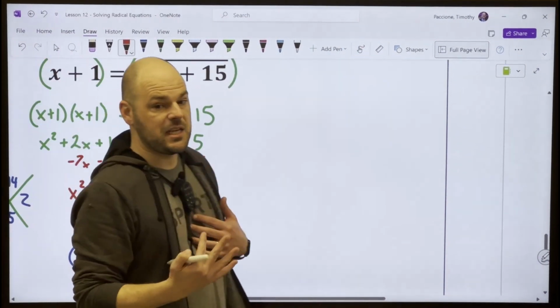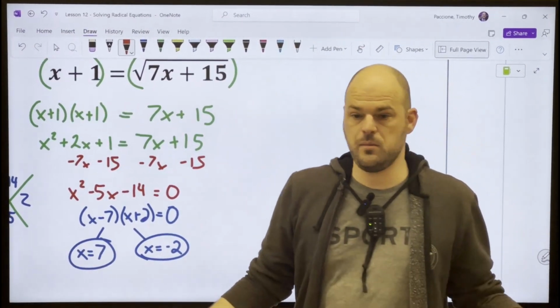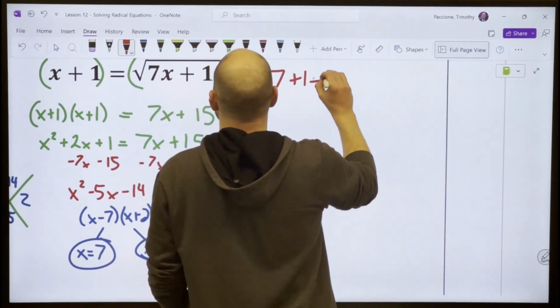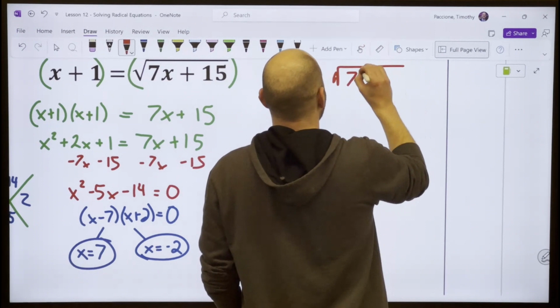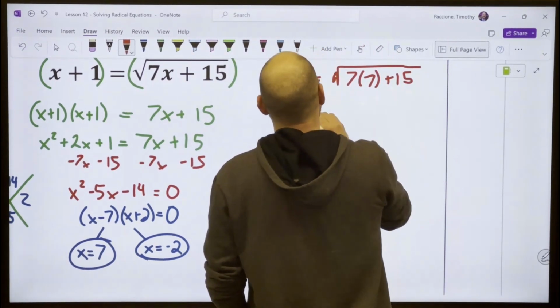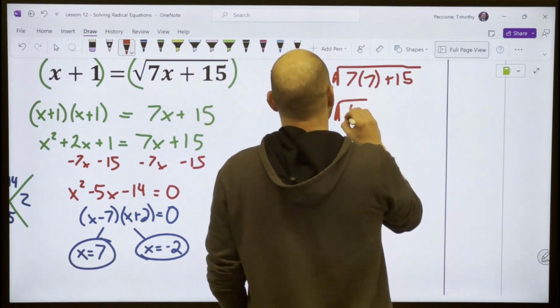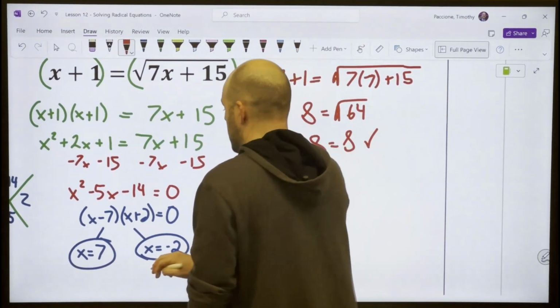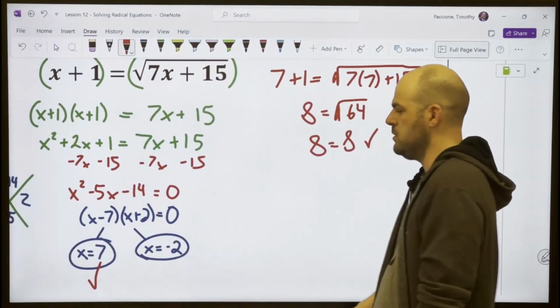Solutions are things that make something true. Check if they make it true, right? So 7 plus 1 should equal the square root of 7 times 7 plus 15. 8 equals the square root of 64. 8 equals 8. Okay, you seem okay. Your friend might not be cool.